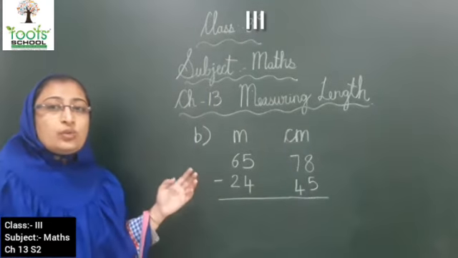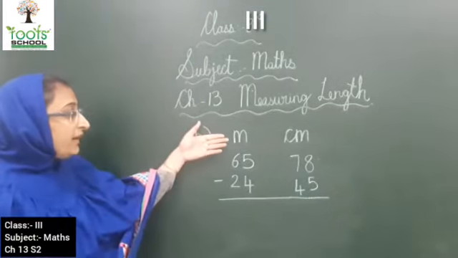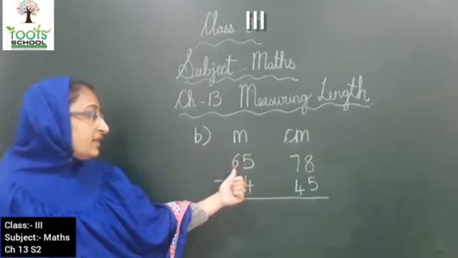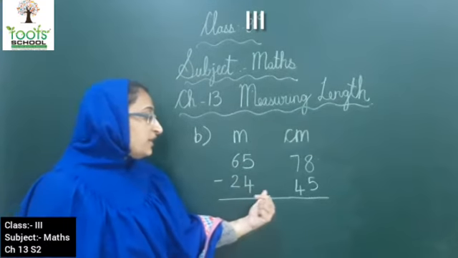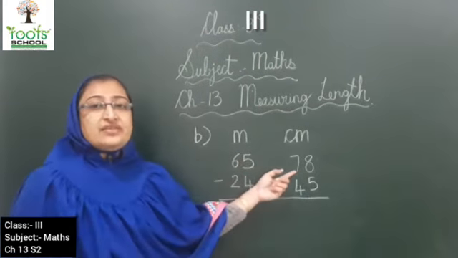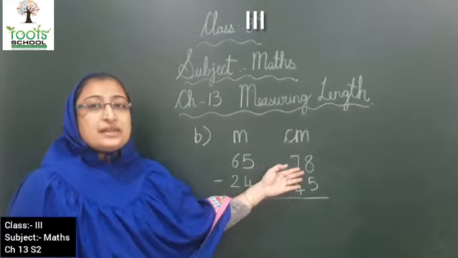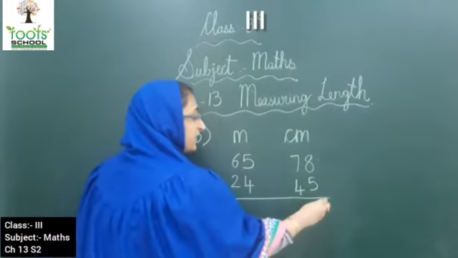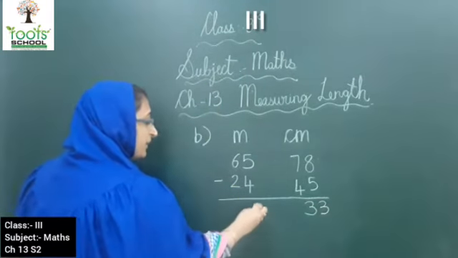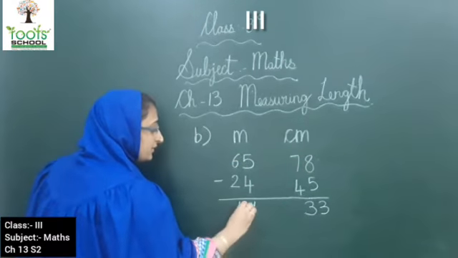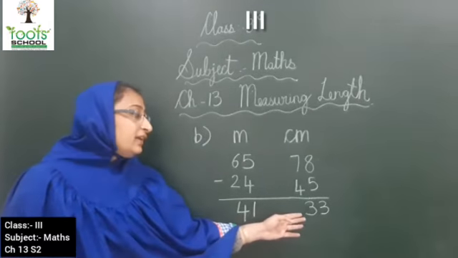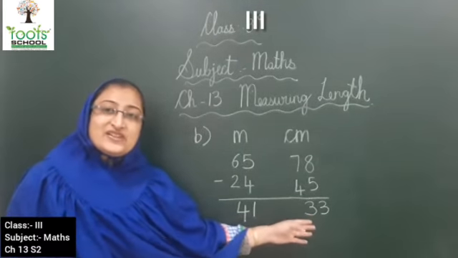Okay kids, now let's do one subtraction sum also. Again you can see that I have written meters below one another and centimeters. You have to subtract 24 meters, 45 centimeters from 65 meter and 78 centimeter. So we will start subtracting from centimeters. 8 minus 5 is 3 and 7 minus 4 is 3. 5 minus 4 is 1. 6 minus 2 is 4. So what is the answer we get? 41 meters and 33 centimeters.